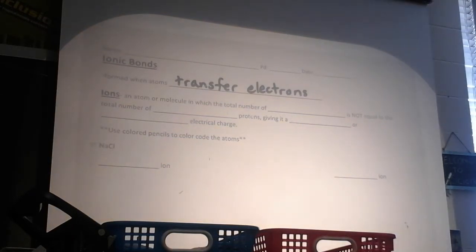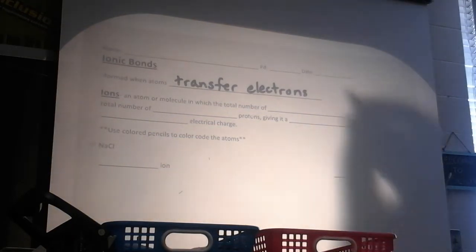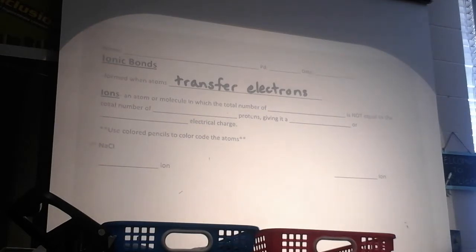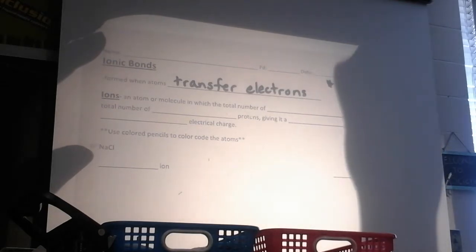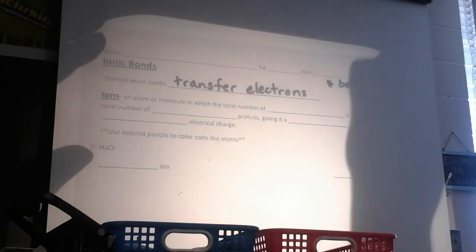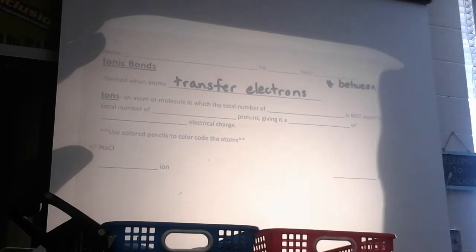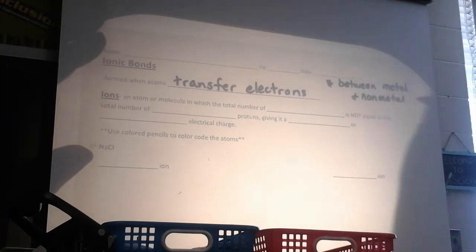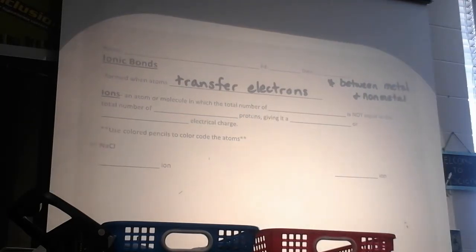And one other thing that didn't get included on your notes here that I want you to add, we're going to put it over here in the corner. One thing that's really cool about ionic bonds is an ionic bond will only occur between an atom that's a metal and another atom that's a non-metal. So ionic bonds won't happen between two nonmetals, and they won't happen between two metals. One has to be a metal, and one has to be a non-metal. And we'll look at that as we look at our two examples.